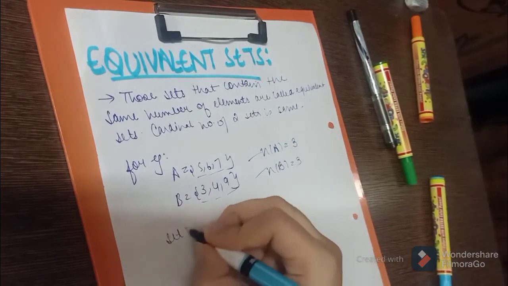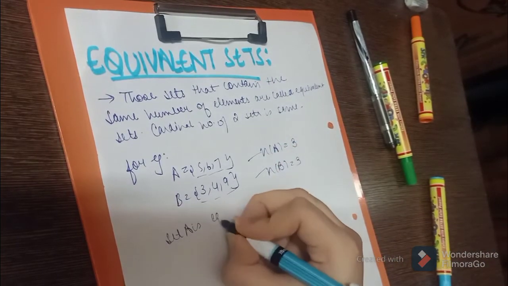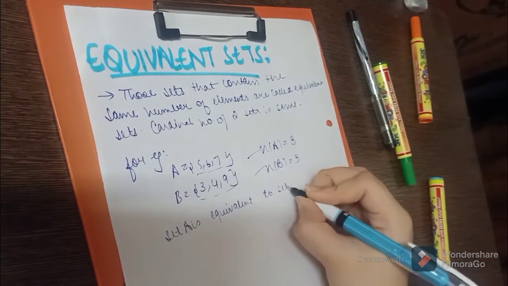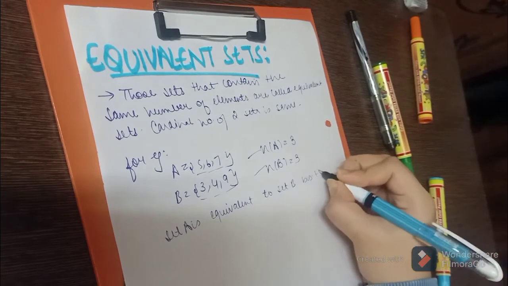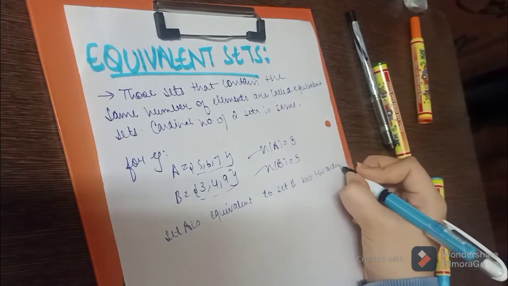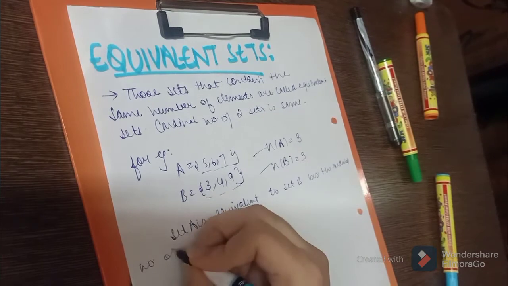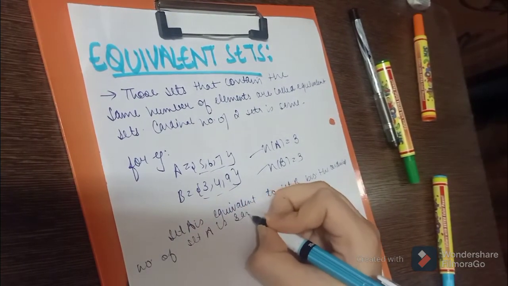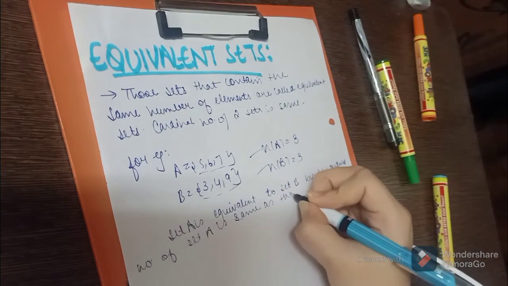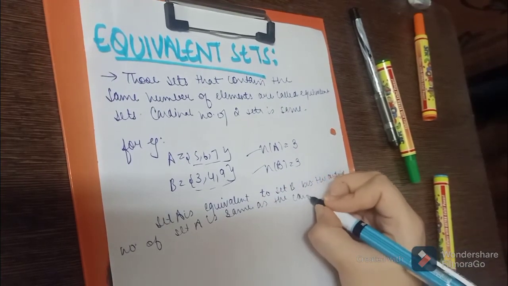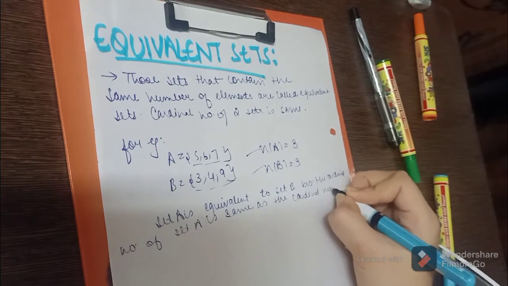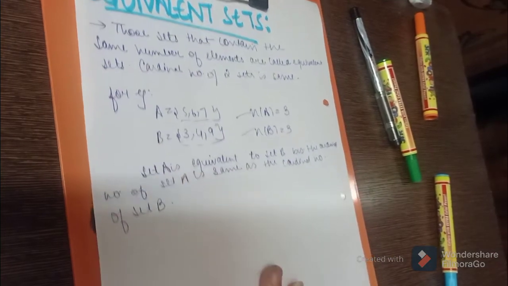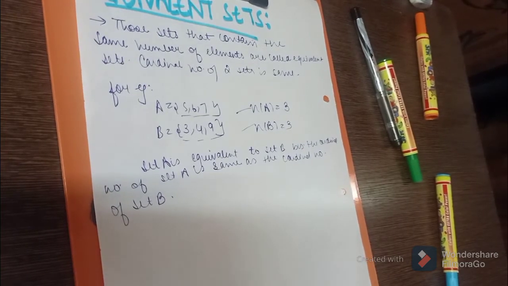Then set A is equivalent to set B because the cardinal number of set A is same as the cardinal number of set B, right? I hope this is clear to you.